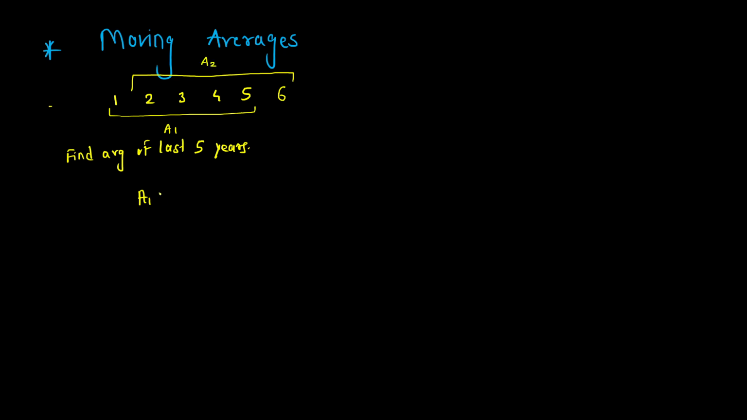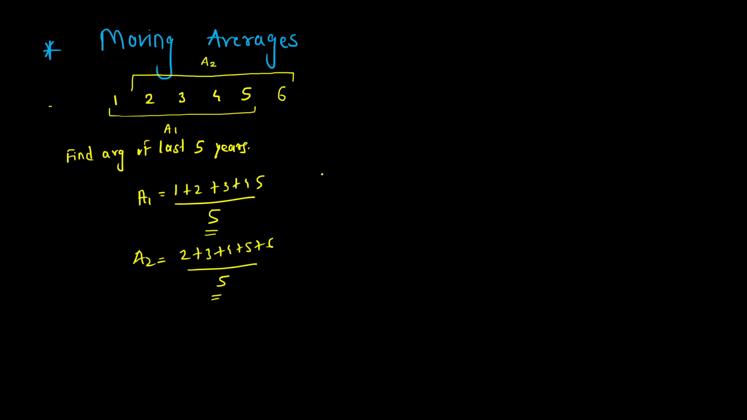How to calculate this A1? Simple. It will be 1 plus 2 plus 3 plus 4 plus 5, total 5 values, divided by 5. This is called the moving average. If you find the second point, it will be 2 plus 3 plus 4 plus 5 plus 6 divided by 5. So you can see we are taking the average of the last 5 readings.